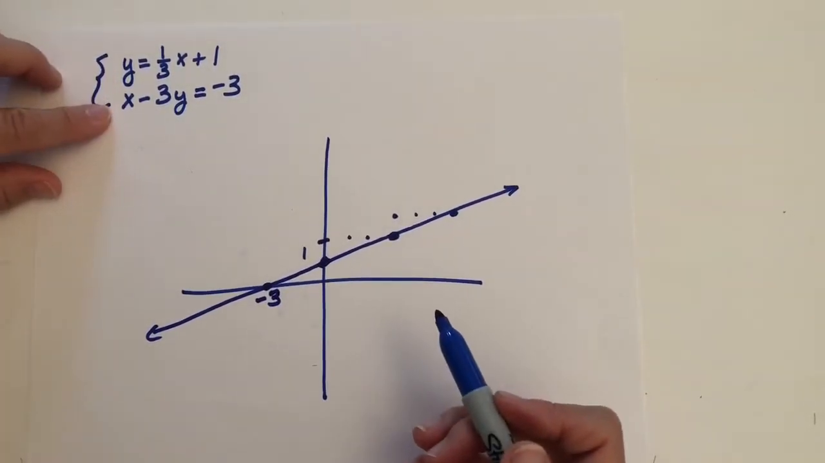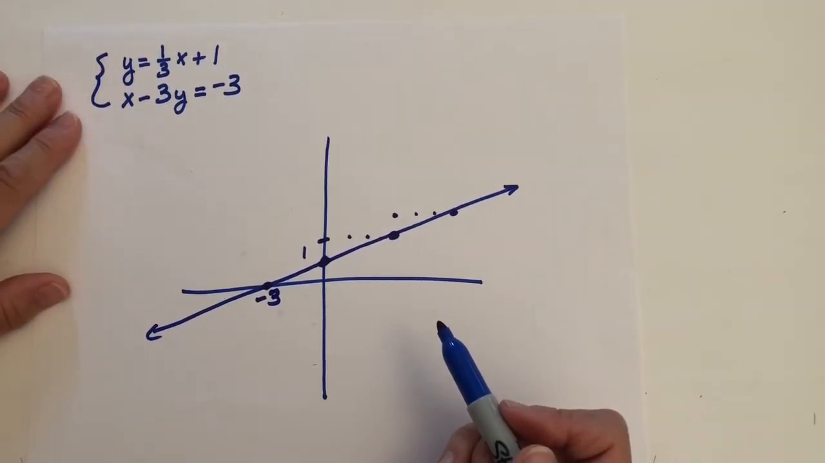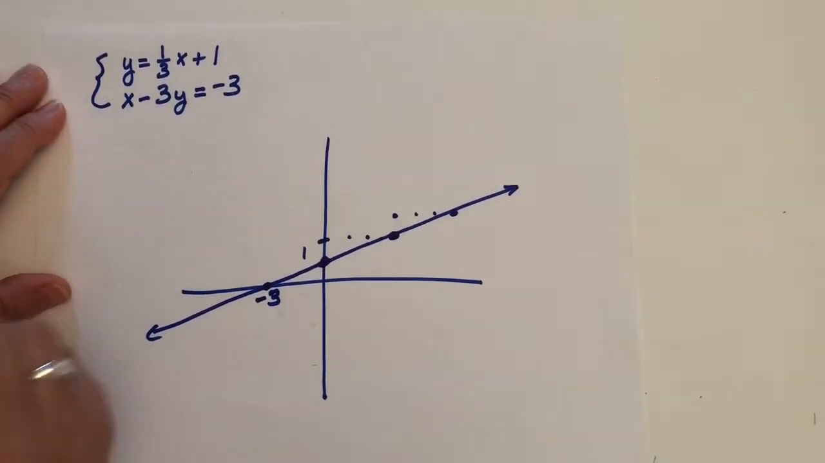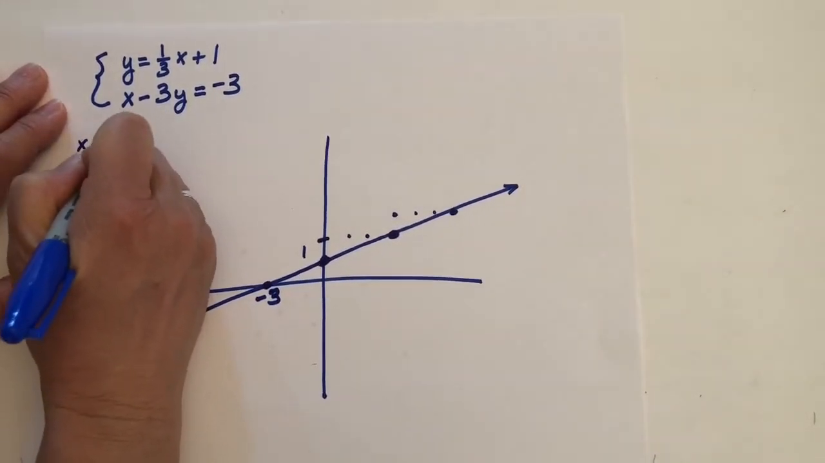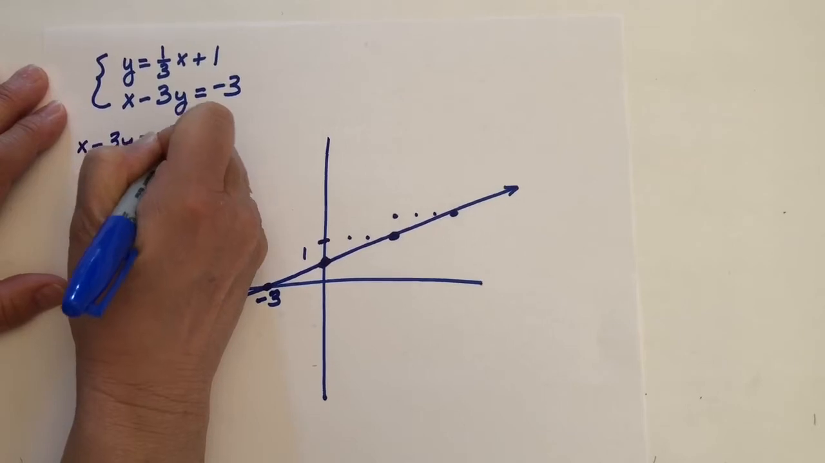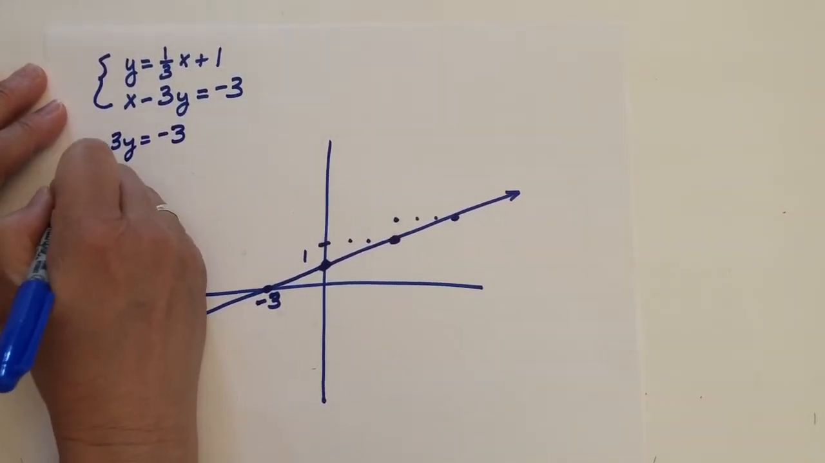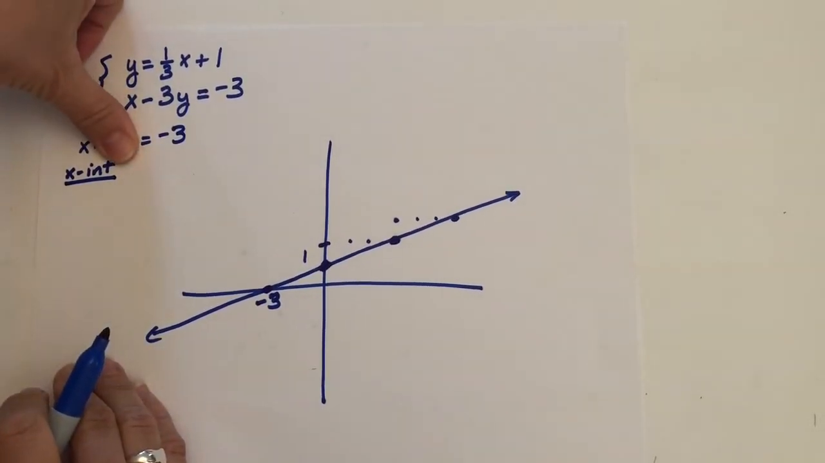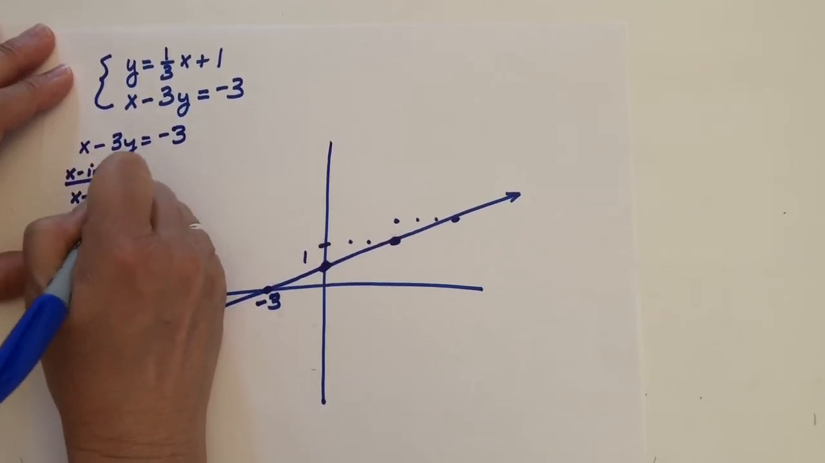Now the second one, again, I could solve for y, but let's do this one differently. Let's graph it by finding the x and y intercept. I'll just remind you that that's another way to graph an equation, especially when we know it's linear. So here's my equation, and I want to find the x-intercept and y-intercept. Remember, to find the x-intercept, you set y equal to 0. Well, we get an x-intercept pretty quickly this way.